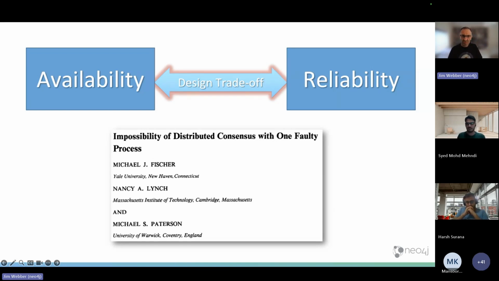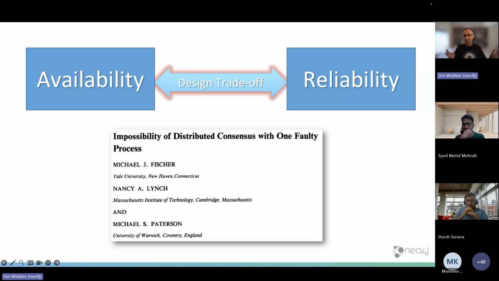But that's an important point in itself. I think one of the things that FLP also tells us is that you have to make a design trade-off between reliability and availability. And that's a hard trade-off, right? Because in my computer systems, certainly I want both of those. I'm pretty sure if you ask the question to your business stakeholders, they'd want them as well.